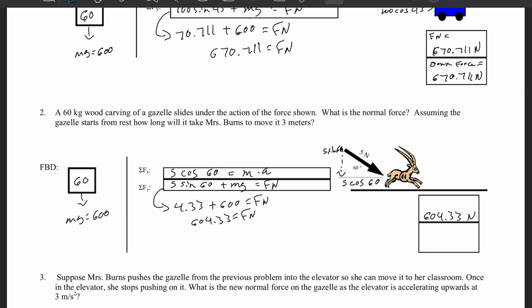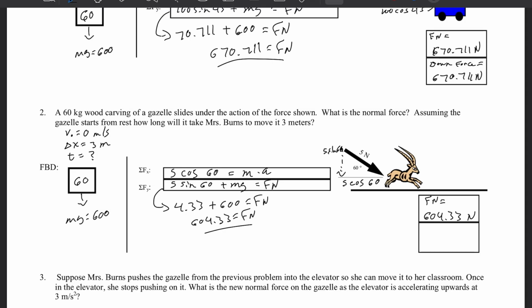So you're looking for time. You know V naught is 0. You know delta x is 3. We need one more known variable in order to solve a kinematics equation. We know that acceleration is an overlap between kinematics and forces, so we probably need to solve for acceleration using that top summation of forces formula, the net force equation.